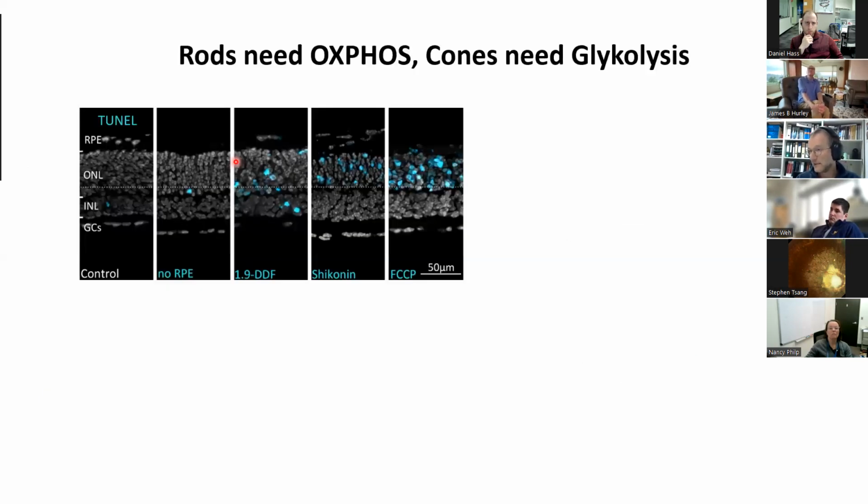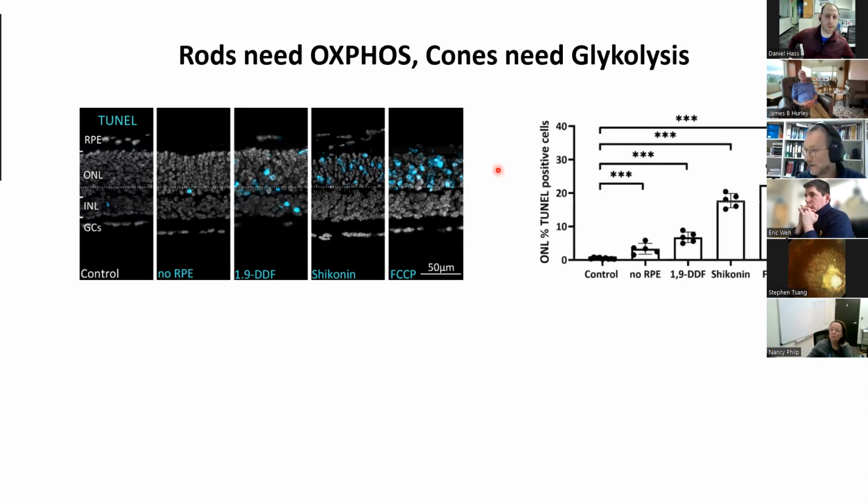And the first thing that we analyzed was how does this affect cell survival? How does this affect cell death? So we performed the famous TUNEL assay for dying cells, shown here in light blue. To the left is a control retinal explant culture that was not exposed to anything. Then a culture without an RPE. We have a slight elevation of cell death because the RPE is missing. When we block glucose transport with 1,9-D-deoxyphosphorylation, we get more cell death. When we block PKM2 with shikonin, more cell death. And when we block oxidative phosphorylation, even more cell death.